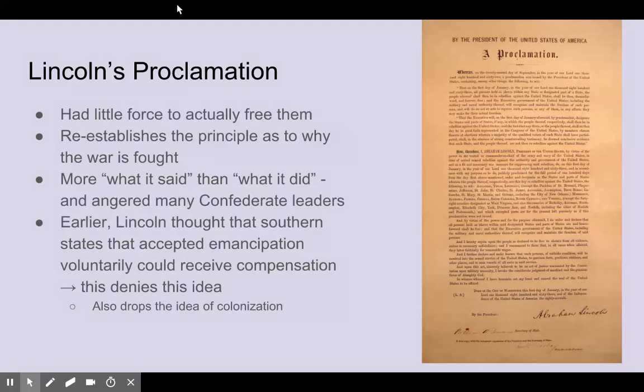Okay, earlier, Lincoln had some different ideas with this. Earlier, he thought that Southern states, if they accepted emancipation voluntarily, they could receive compensation for their loss of property. By this point, that says, hey, you had your chance. That doesn't happen. It also drops the idea of colonization. If you read Lincoln, often he supported the idea that freed blacks should go live in a colony in Africa. And once this happens, he no longer mentions that really ever again.